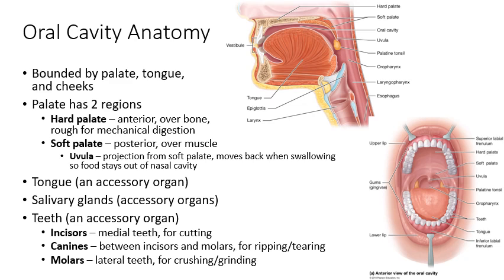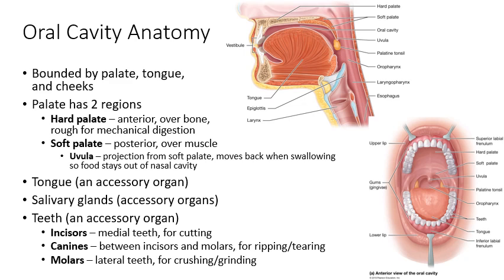So the palate has two different parts of it. In the front, or anteriorly, you have the hard palate, and in the back, you have the soft palate. The hard palate is stretched over bone, which is what makes it hard, and it has kind of a corrugated or rough surface, which helps with mechanical digestion. So the tongue can actually push food up against the hard palate, and it will be kind of ground down against the hard palate.